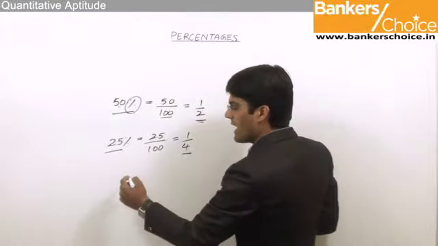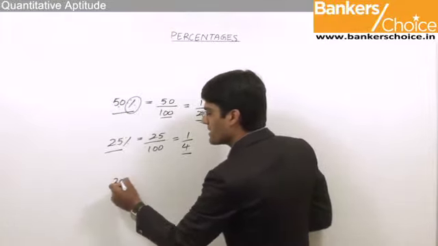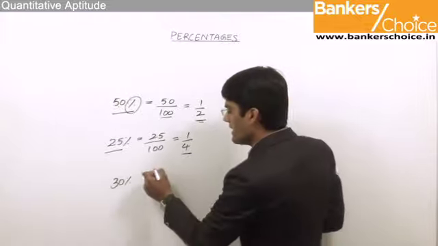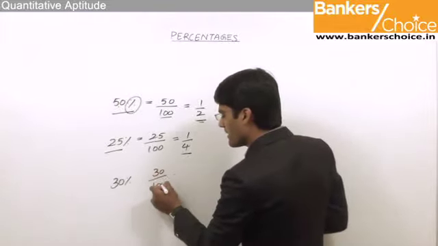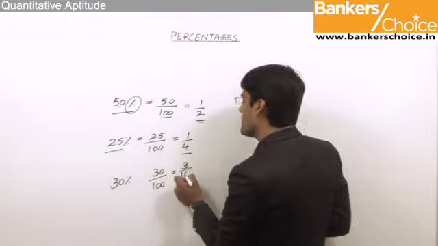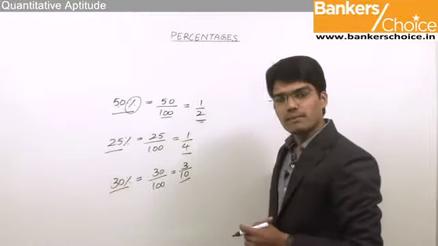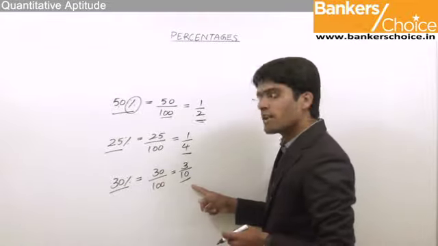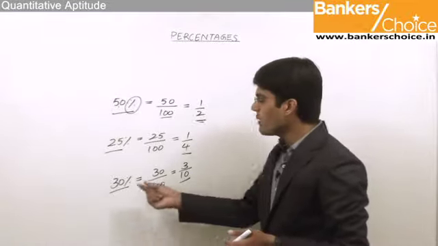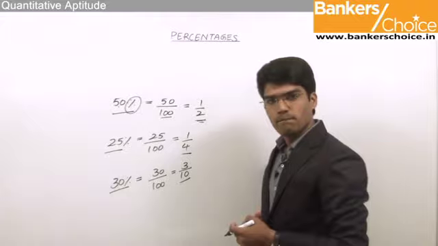Let's say we have to find out how much is 30% in terms of fraction. So simply we can take 30 divided by 100, and by simplifying this we get 3 by 10. So we can say that 30% is equal to 3 by 10. So a percentage here has been converted into a fraction simply by dividing the given value by 100.